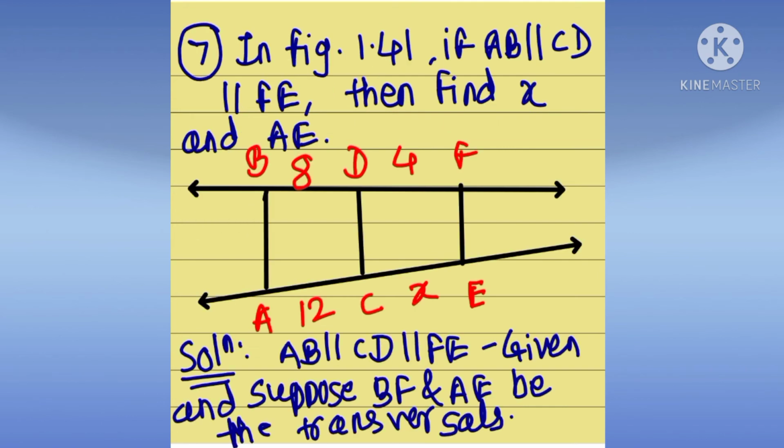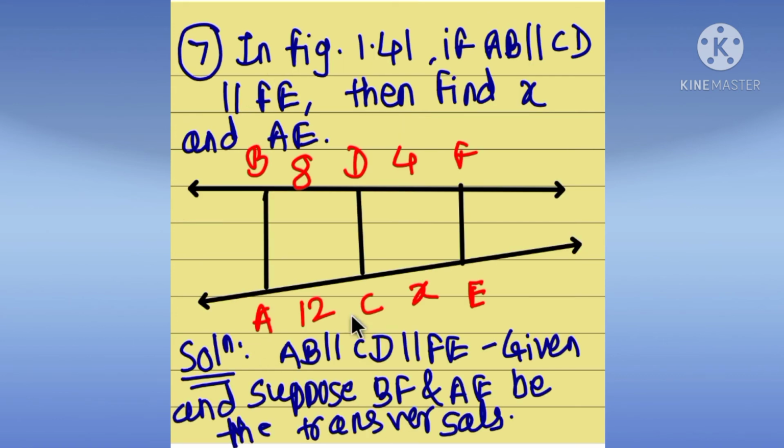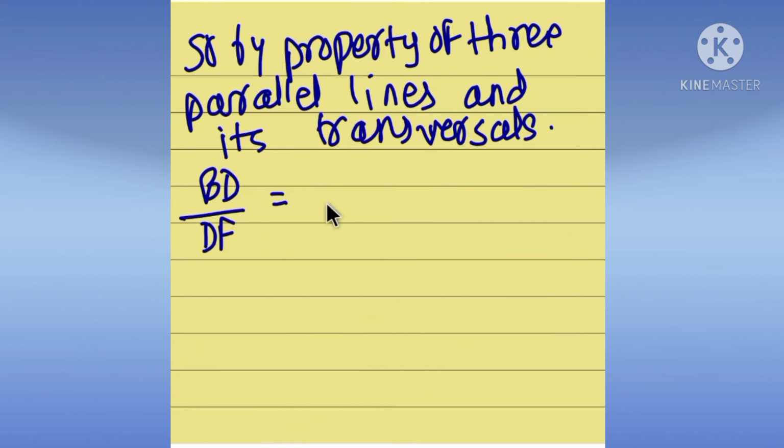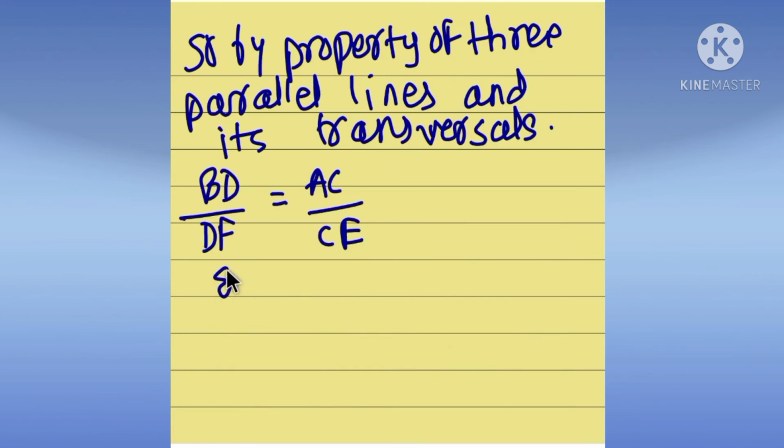BD upon DF equal to AC upon CE. Now substitute the length of each segment. That means 8 upon 4 equal to 12 upon x.